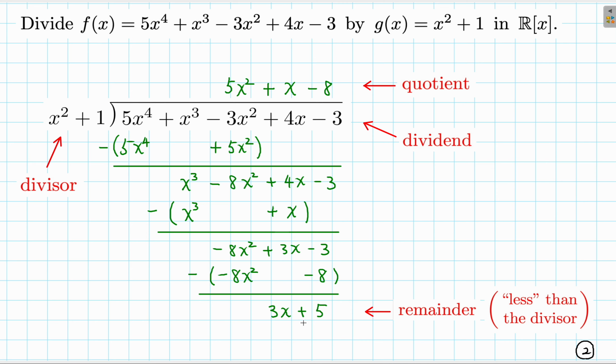And then we can't go on anymore because this remainder is less than our divisor in the sense of its degree. So the degree of our remainder is 1 because it's a linear polynomial. The degree of our divisor is 2 because it's a quadratic. And then we know we're done with the long division because the divisor no longer goes into what we have left. And so to summarize, our quotient is 5x squared plus x minus 8. And our remainder is 3x plus 5. And that's how we do long division with polynomials.